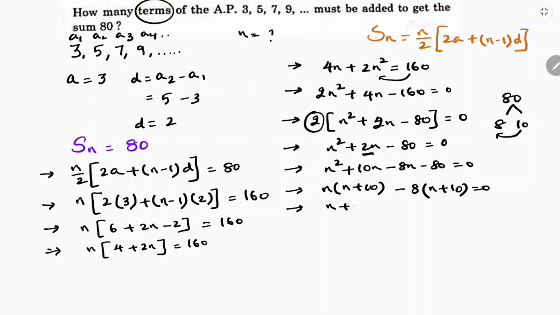Now again, n plus 10 into n minus 8 equals 0. N plus 10 equals 0, n minus 8 equals 0. N equals minus 10 if we take it to the other side. So n cannot be negative, so n minus 8 equals 0, transposing plus 8, n equals 8.